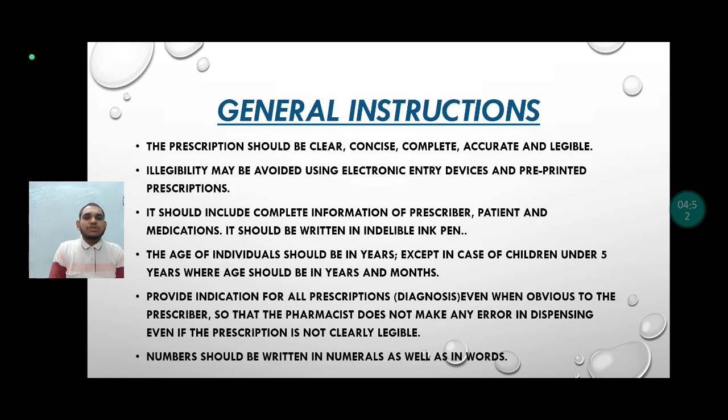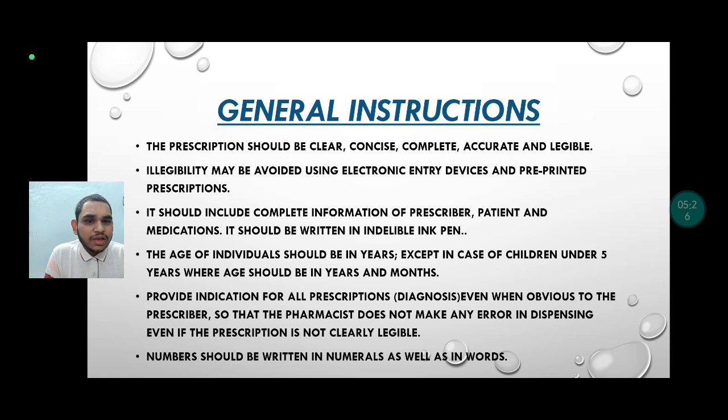General instructions about the prescription. A prescription should be clear, concise, complete, accurate, and legible. Illegibility may be avoided by using electronic entry devices and pre-printed prescriptions. It should include complete information about the prescriber, patient, and medication. It should be written with an indelible ink pen. The age of the individual should be in years, except in the case of children under 5 years, where the age should be in years and months.